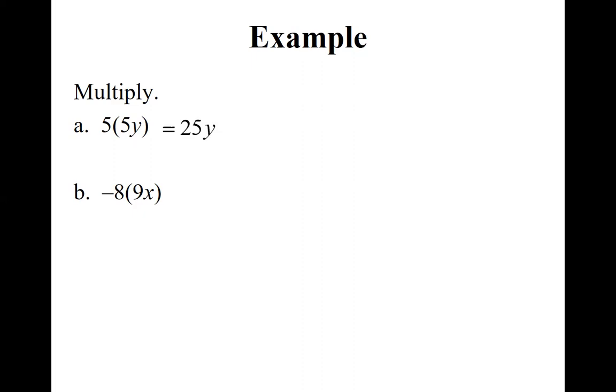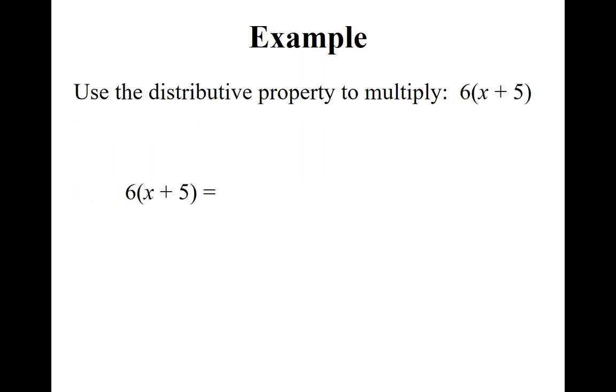Likewise, we can't do 9 times x because we don't know what x is, but we can change where the parentheses are, and we can do negative 8 times 9. That's negative 72. Negative 72 times x. But we can't do that moving the parentheses trick when we're adding or subtracting inside. Remember, the associative property is only good if they're all multiplication or if they're all addition.